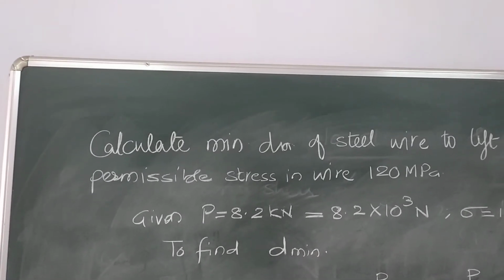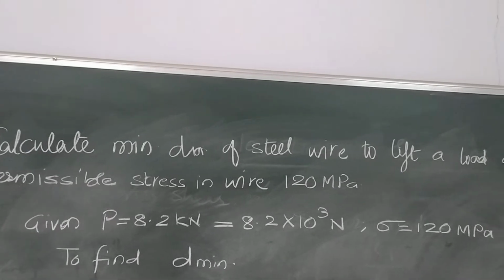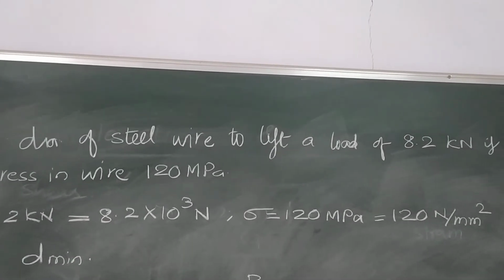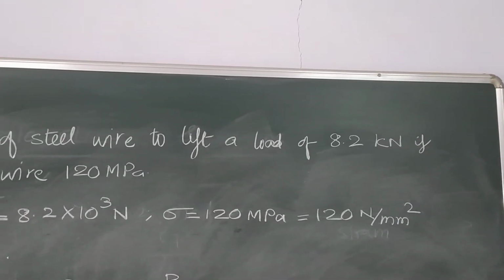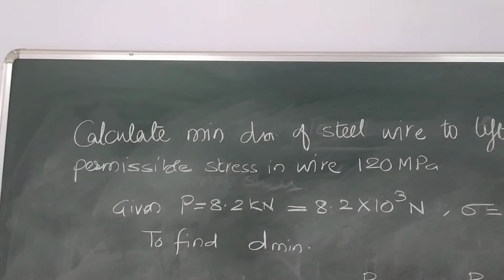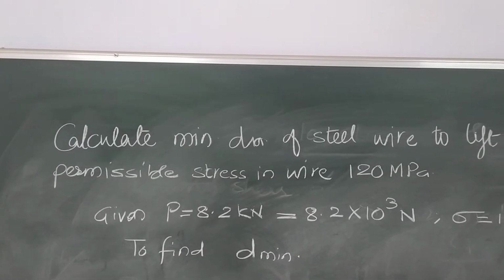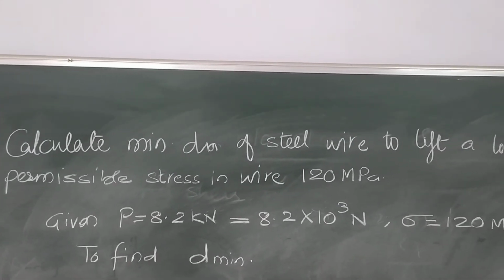Take down: calculate minimum diameter of steel wire to lift a load of 8 kilonewton, if permissible stress in wire is 120 megapascal.